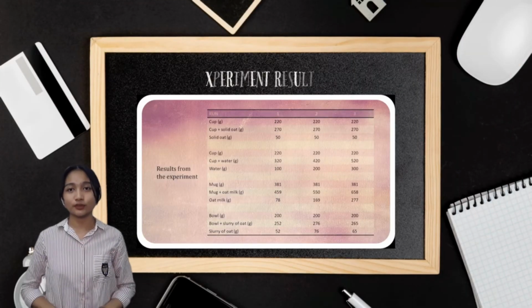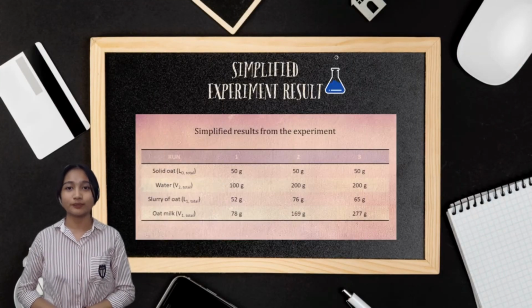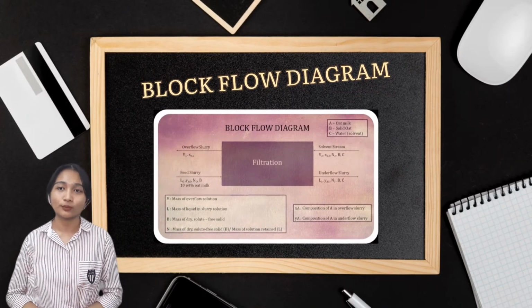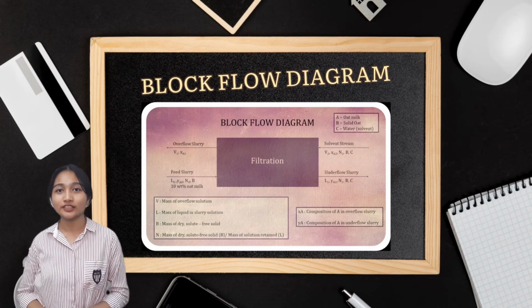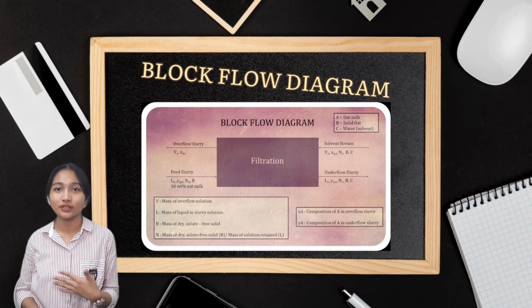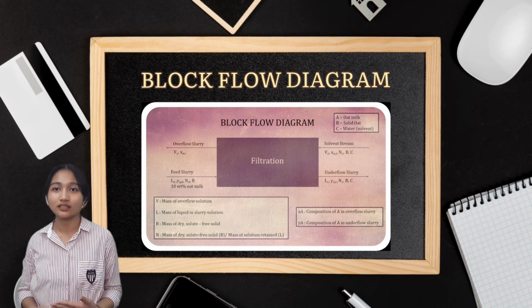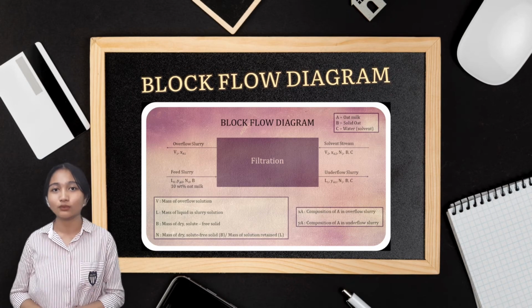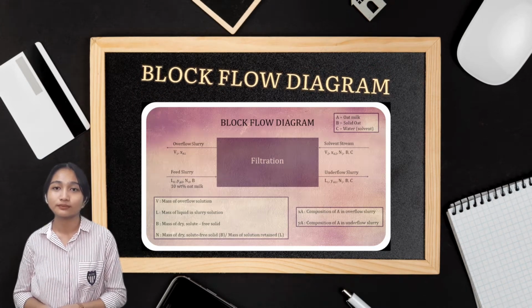These are the results from the previous experiment, and these are the certified data of the results. This is our block flow diagram for our process. As you can see, the feed slurry denoted as L0 is our solid oat that contains 10 weight % of oat milk. And another is our solvent feed, which is water as our solvent that we use for this experiment.